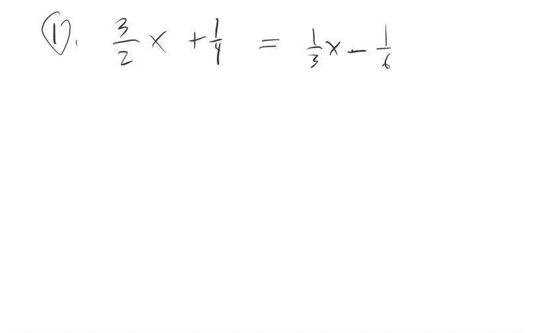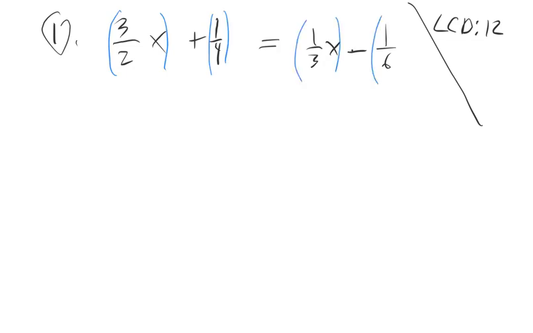So the first step is to find the least common denominator of the denominators, which are 2, 4, 3, and 6. So the number 12 is the smallest number that all the denominators will divide into. So the best strategy, therefore, for solving this problem is to put parentheses around each of these terms and multiply them each by the LCD. So 12, 12, 12, and 12.